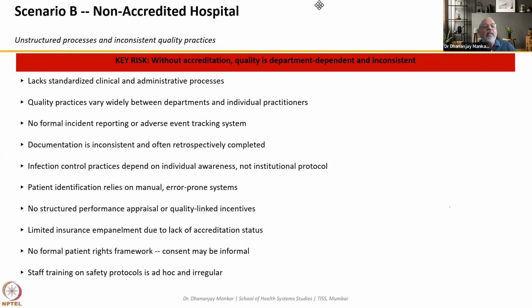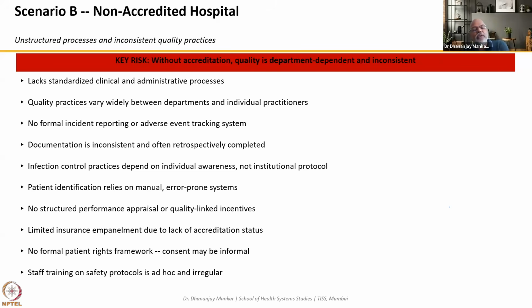This is also a very important reason why non-accredited hospitals fare poorly versus accredited hospitals, which have a richer edge in patients selecting the hospital. Patient identification relies on a manual and error-prone system, whereas patient identification is very important, and the patient ideally should be identified first-hand with a unique ID number. Non-structured performance appraisal and quality-linked incentives would make the employee more accountable, something like a very good HR practice that comes from the quality side.